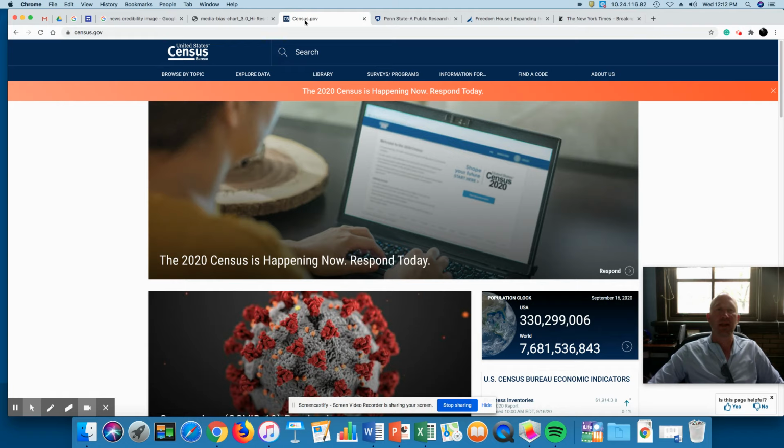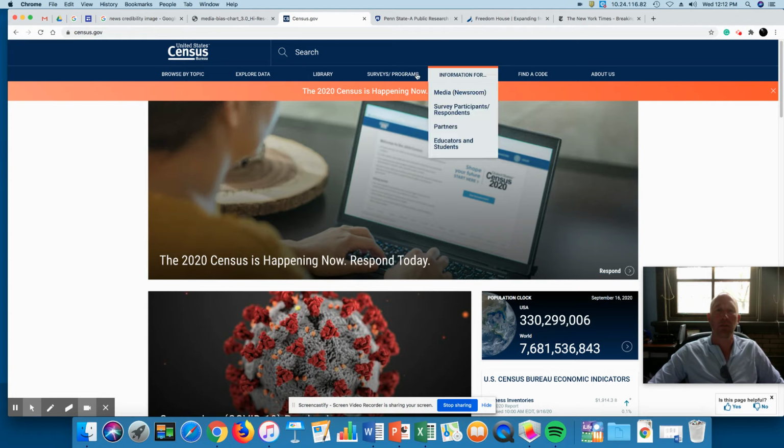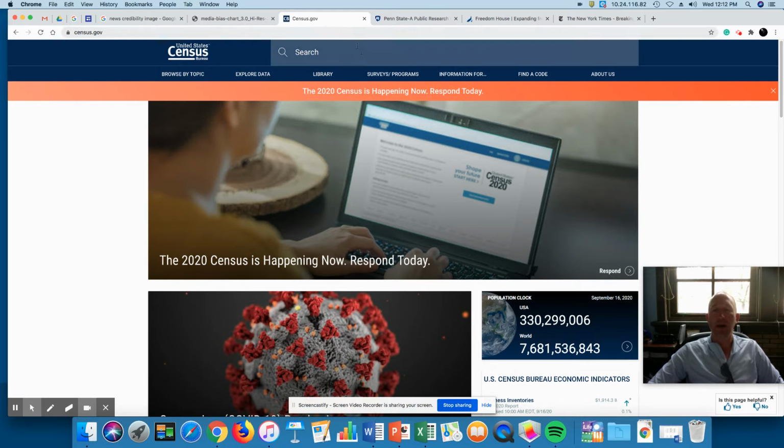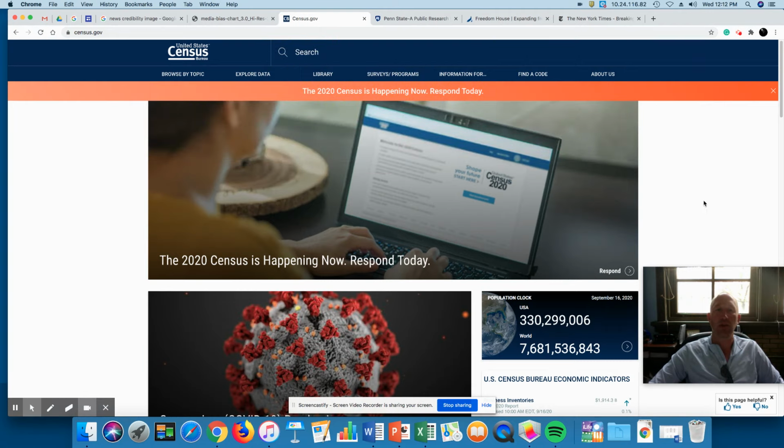Here is census.gov. And if you didn't know, the 2020 census is currently taking place. You should check with a family member, make sure that they filled it out for your household. But the .gov obviously means government website. And by and large, you can trust the data and the research found on government websites. So here's the world population clock as of today and the United States. We can trust what's on census.gov.